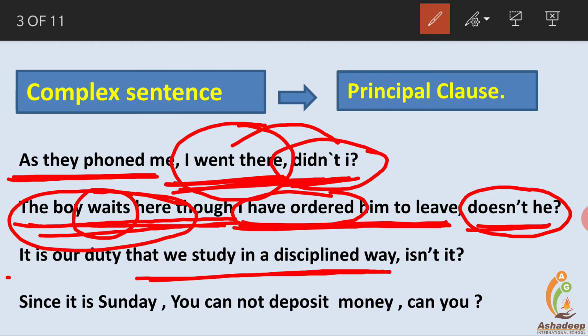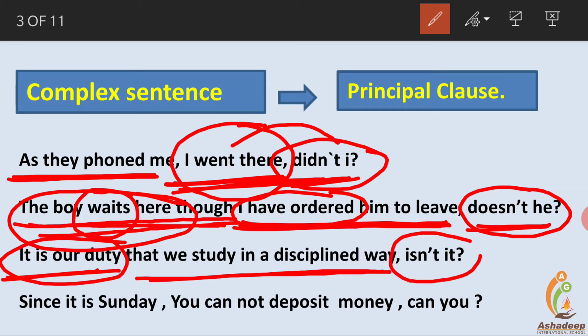It's a supplementary clause. It is our duty, it's a principal clause. So its question tag will be "isn't it". The verb is "isn't it". And the last sentence, "Since it is Sunday."